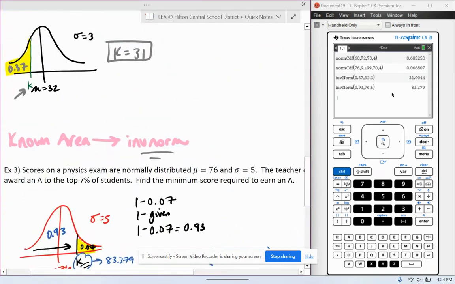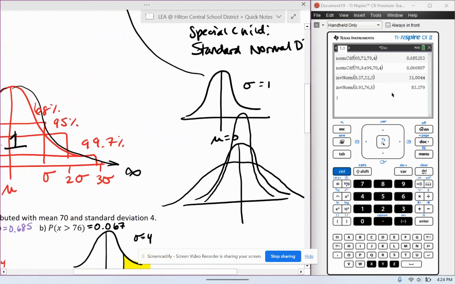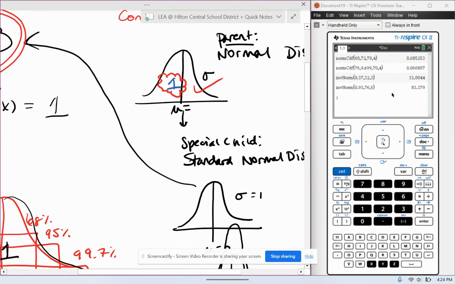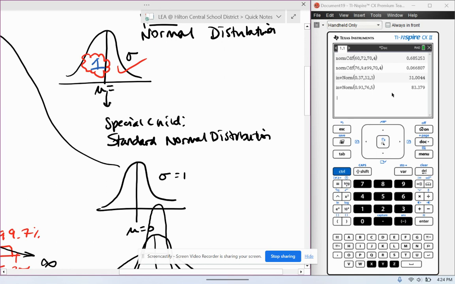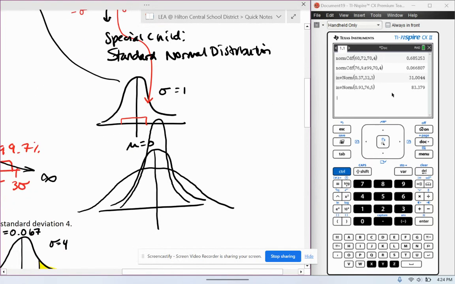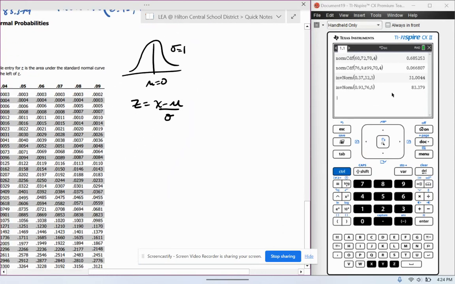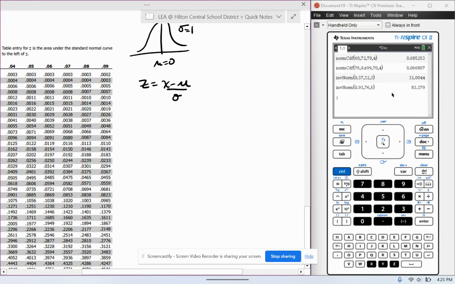So if you took, where's my picture from above? If you took a score here and you converted it over to the standard normal distribution, that's what's happening when you are standardizing a z-score. Okay. Every score in a normally distributed data set has an equivalent score in the standard normal distribution, and that is why z-scores work.